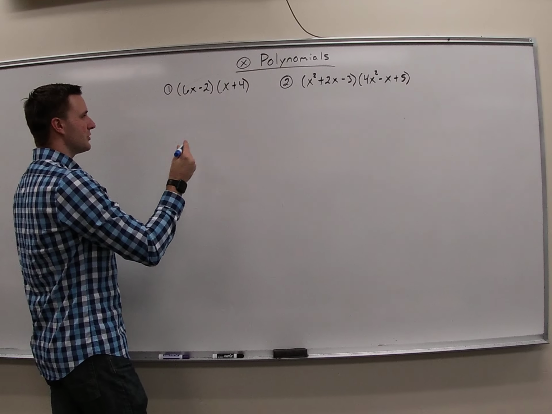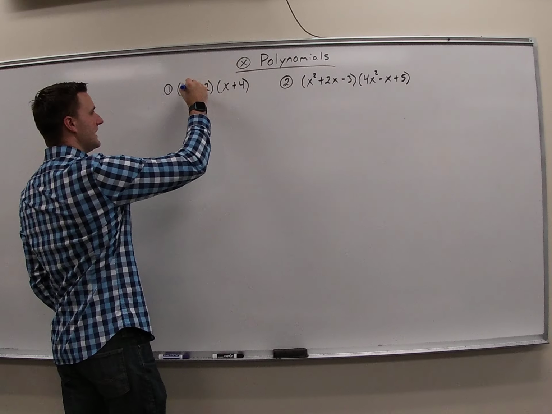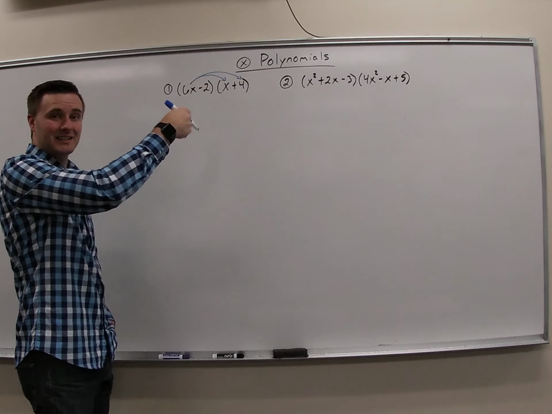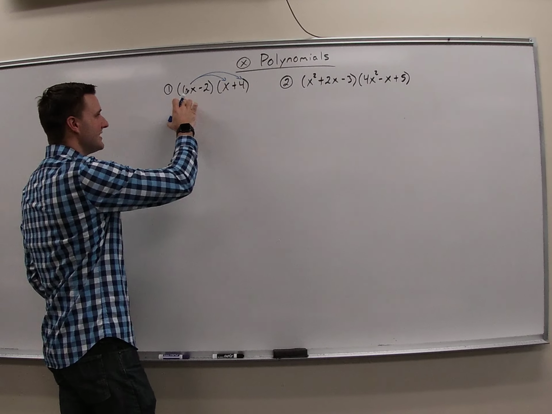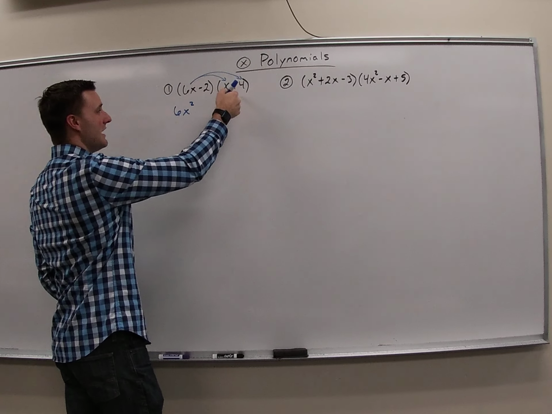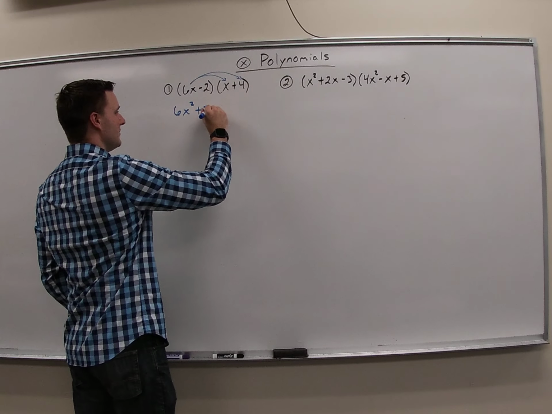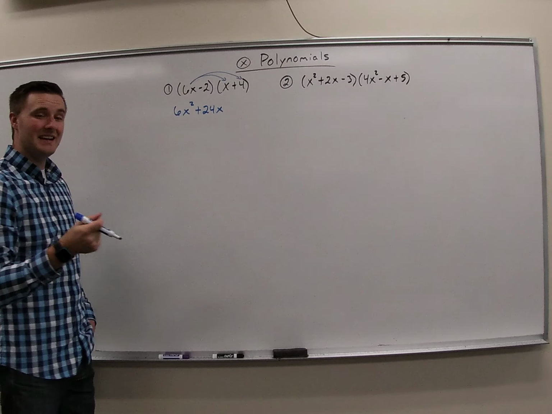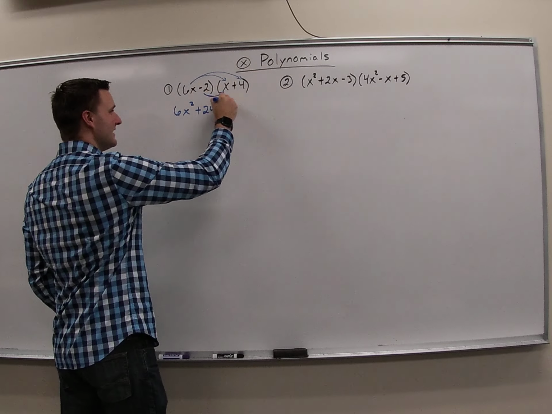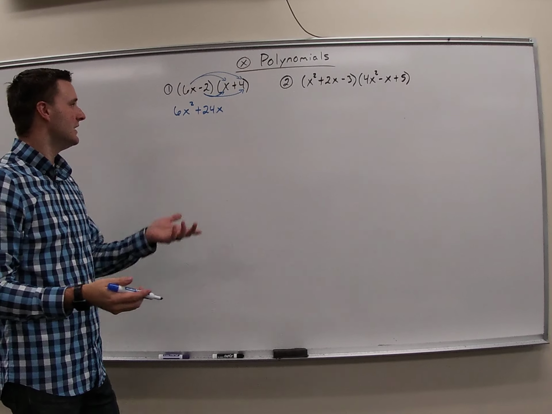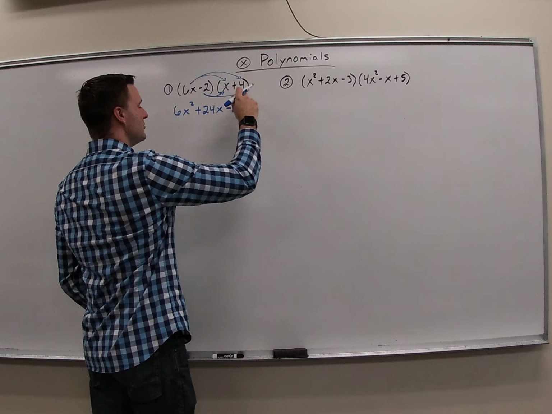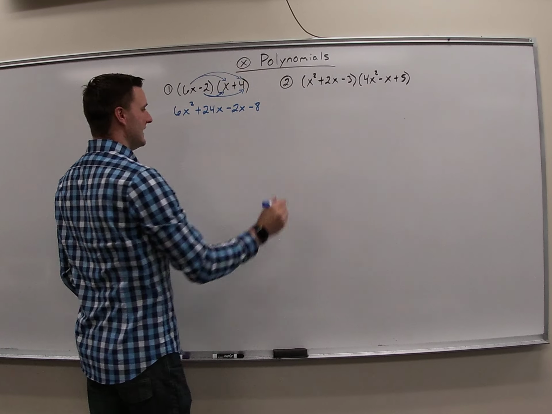So let's think of distributive property. What are we doing? We are taking our first term and we're multiplying that first term to each term inside the next set of parentheses. And so let's do that. 6x times x is a 6x squared. 6x times this positive 4 is a positive 24x. And then I take my next term, this negative 2, and multiply it to each term in the next set of parentheses. And so negative 2 times x would give me a negative 2x. And then negative 2 times 4 would give me a negative 8.